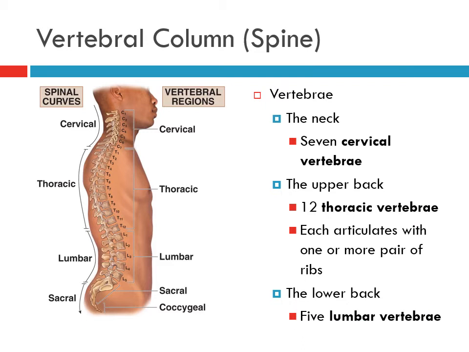The neck has 7 cervical vertebrae, so you have 7 vertebrae in your neck. The thorax or thoracic spine has 12 vertebrae, and each of those 12 vertebrae articulate with 1 or more pairs of ribs. You have 12 sets of ribs for a total of 24 ribs. But each thoracic vertebrae articulates with 1 or 2 sets of ribs. The lower back, the lumbar region, has 5 lumbar vertebrae, and then you have 1 sacrum and 1 coccyx. So please do know those numbers.